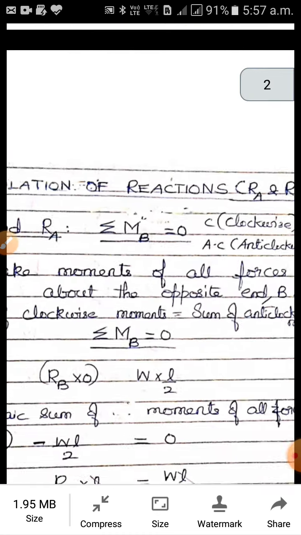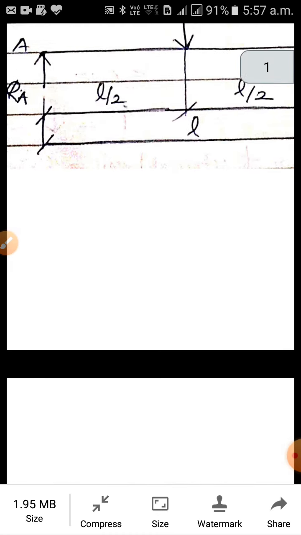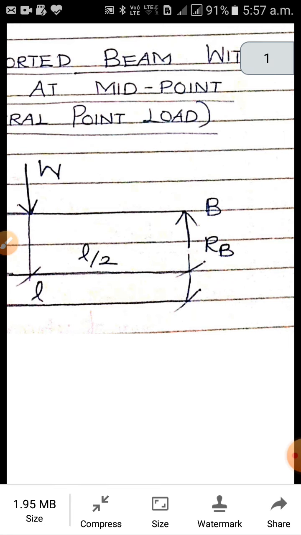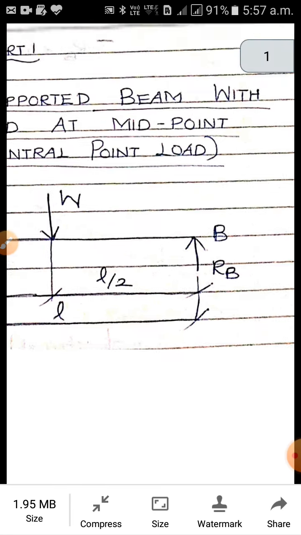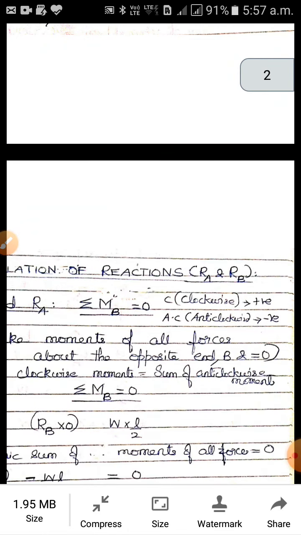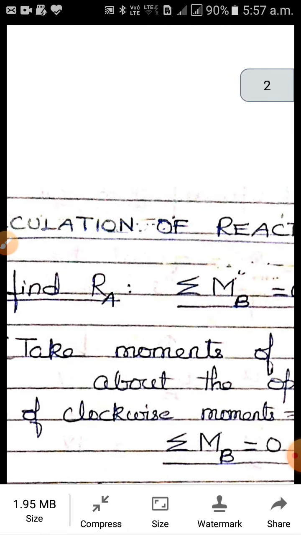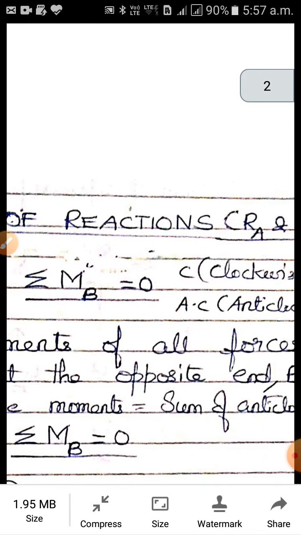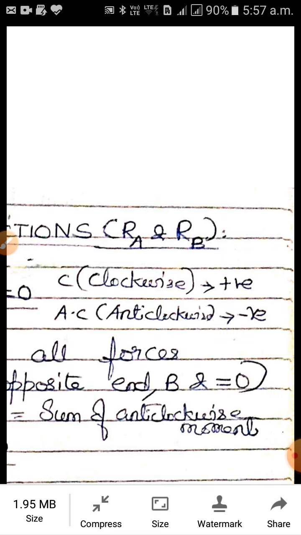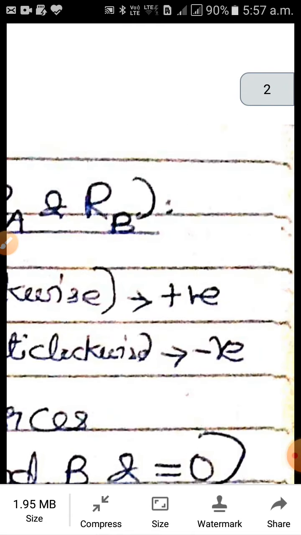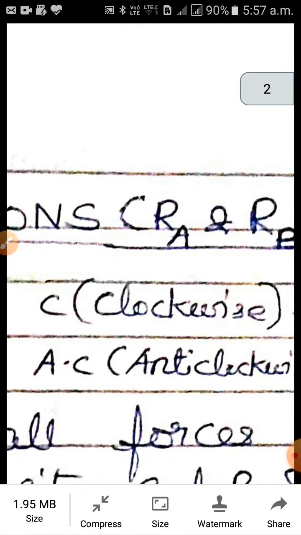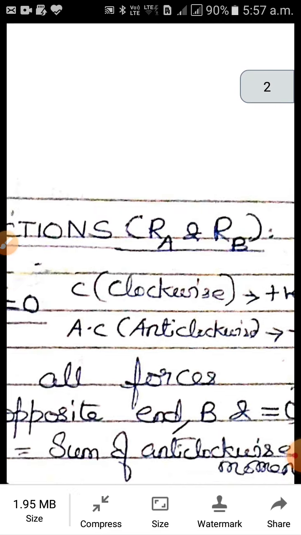Now to find RA, see here A is one end, B is the opposite end. So to find RA, you have to take the moment about B. This is the equilibrium equation, summation M equal to 0. To find RA, you have to take moment of all forces about B. The sign convention to be followed for the moment is clockwise is positive, anti-clockwise is negative. C means clockwise, positive. AC means anti-clockwise and negative.